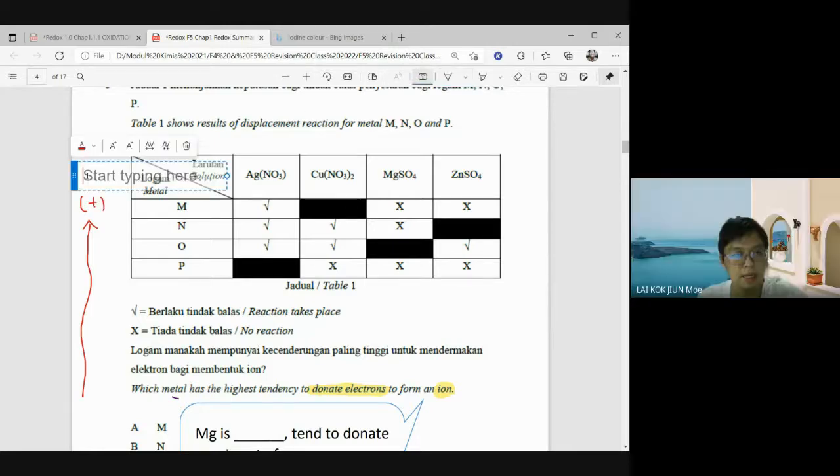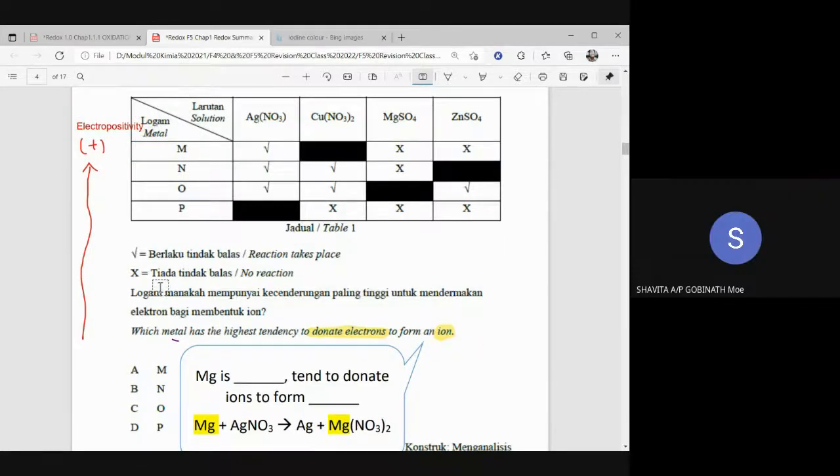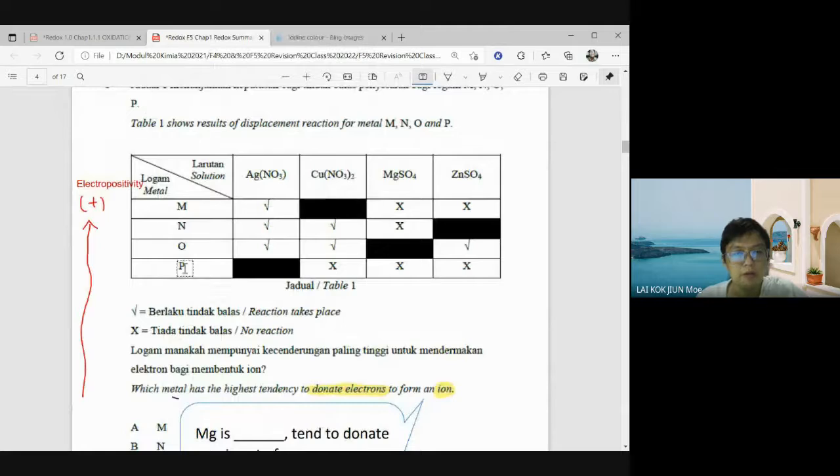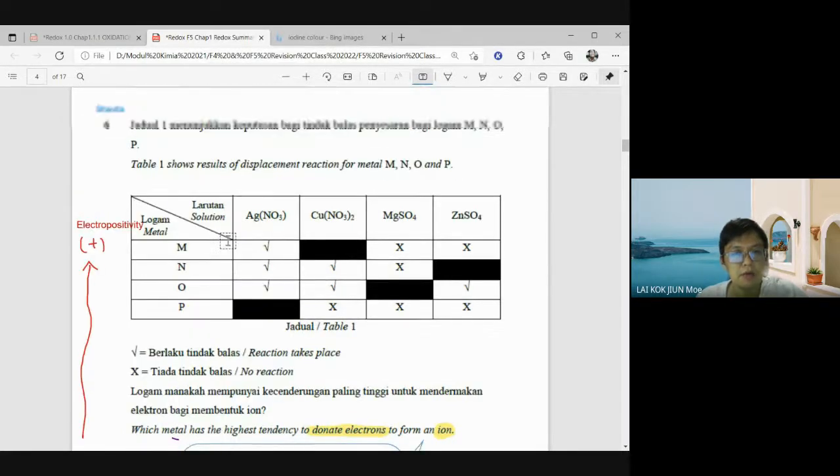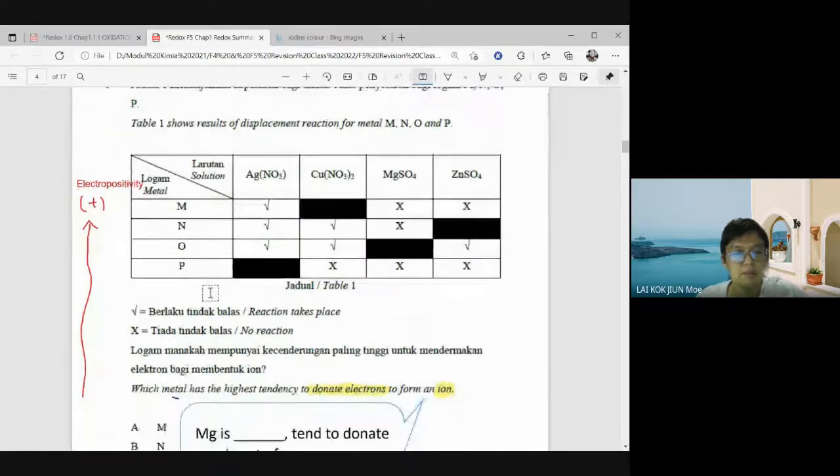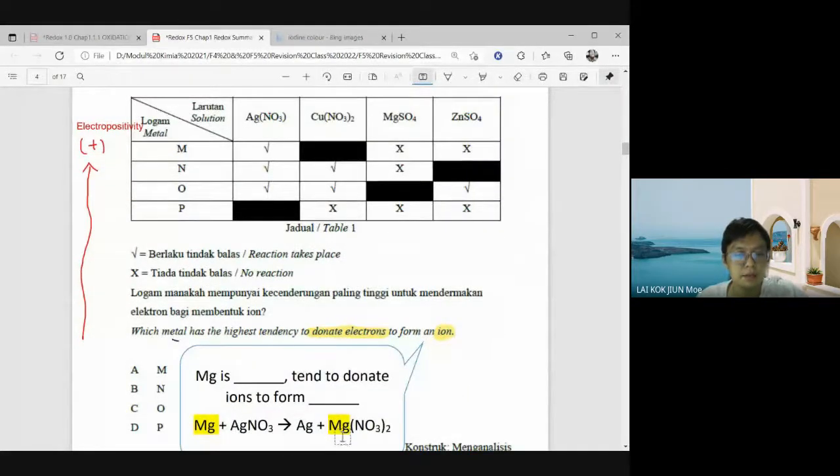We use the keyword electropositivity. Still remember? So the higher it is, the more powerful, right? Now how are we going to know who is the highest and who is the lowest? This kind of question is very, very popular. It wants you to analyze the question here.